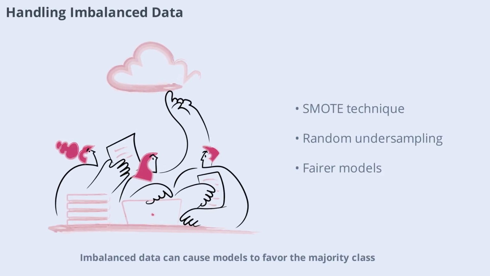Imbalanced data can cause models to favor the majority class, leading to poor performance on minority classes. Techniques like synthetic minority oversampling technique, SMOTE, and random undersampling help create balanced datasets. Balancing your data ensures fairer and more accurate models, especially in classification tasks. Let's discuss how to implement these techniques effectively.